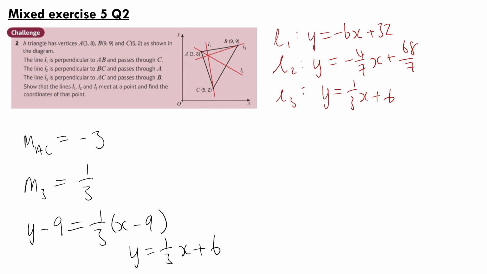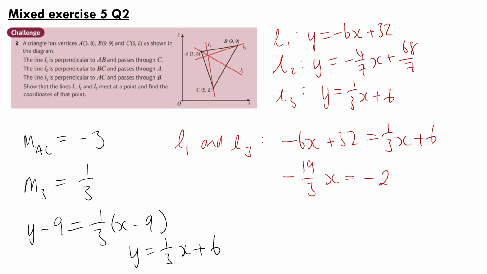So to find the point of intersection, we can choose any two of the lines to solve simultaneously. I'm going to go for L1 and L3, just because I don't really want to deal with the 1/7 in line 2 yet. So L1 and L3. Solving them simultaneously, we get -6x + 32 = 1/3 x + 6. Taking the 1/3 x over to the other side, we get -19/3 x = -26, and so dividing by -19/3, we get x = 78/19.